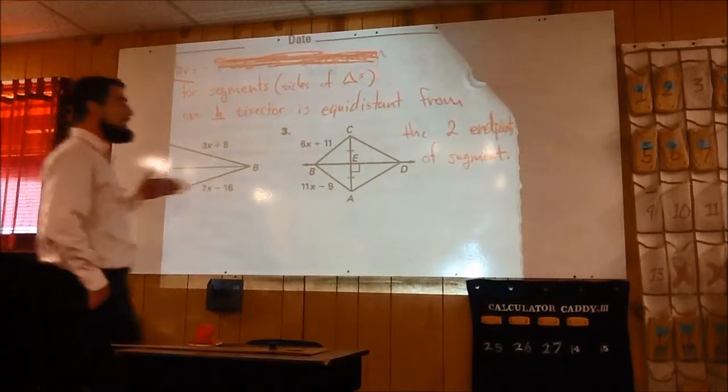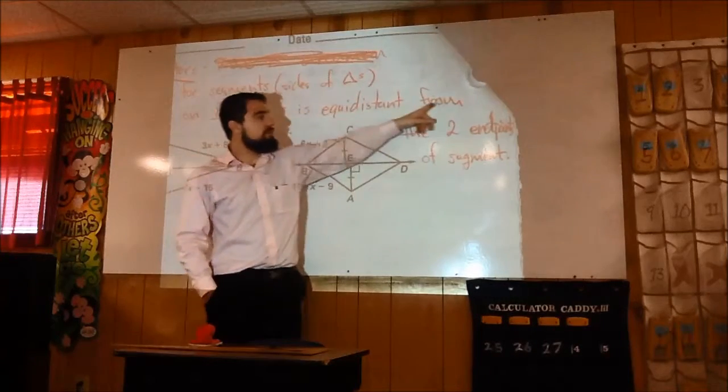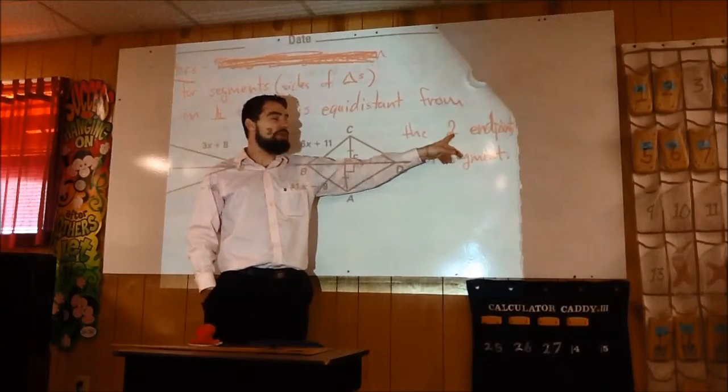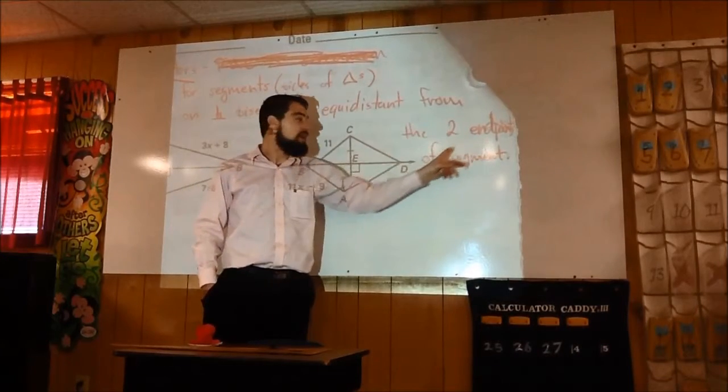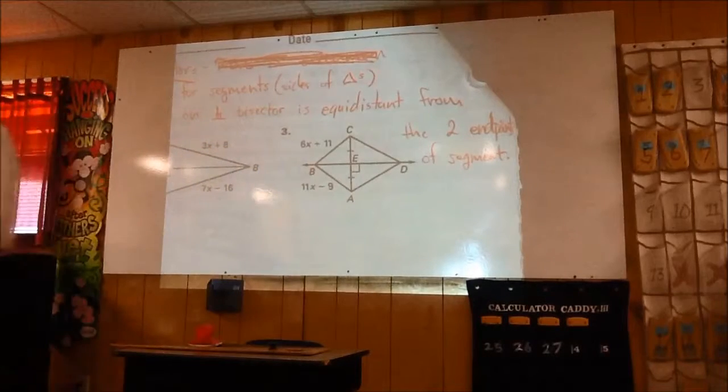I'm sorry that my handwriting is so atrocious, my bad. But it says equidistant from the two endpoints of the segment that you're bisecting. Any point at all on that perpendicular bisector.